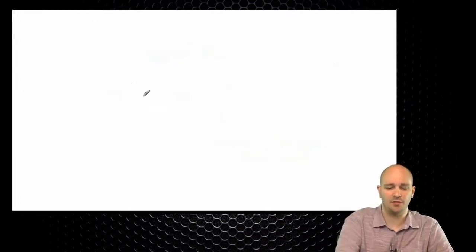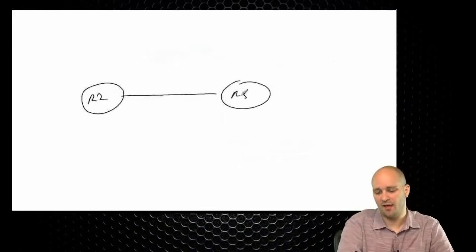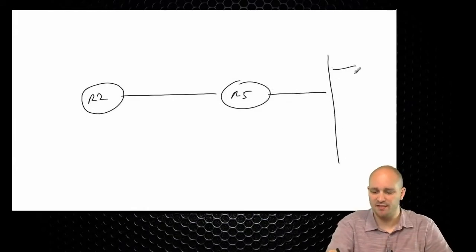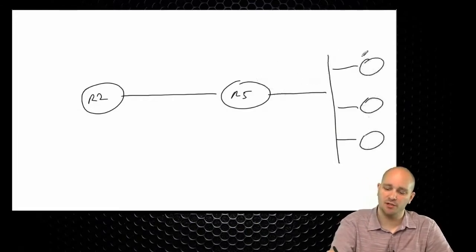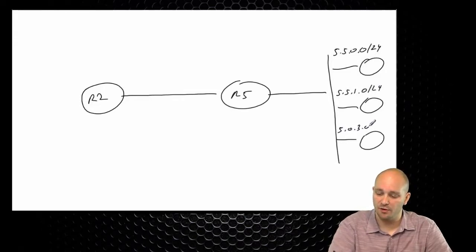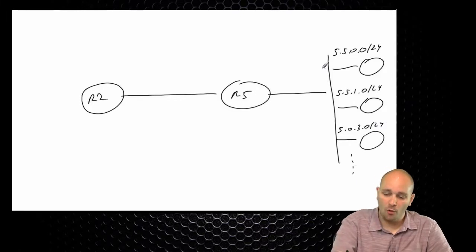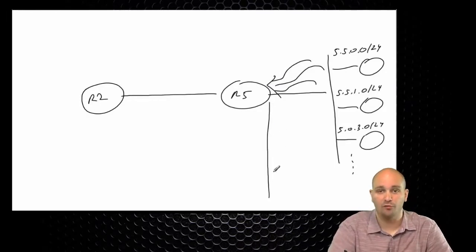Now, when we create a summary address, let's expand our example. Let's say that I have R2 here, and let's say that I have R5, and let's say that instead of having a loopback interface, I may have some interface here that has multiple routers, multiple devices. And let's say that this router here was advertising 5.5.0.0/24. This one here was advertising 5.5.1.0/24. This one here was advertising 5.0.3.0/24, etc. Now, when all these routes were actually received by R5, I would have any number of these /24 routes.